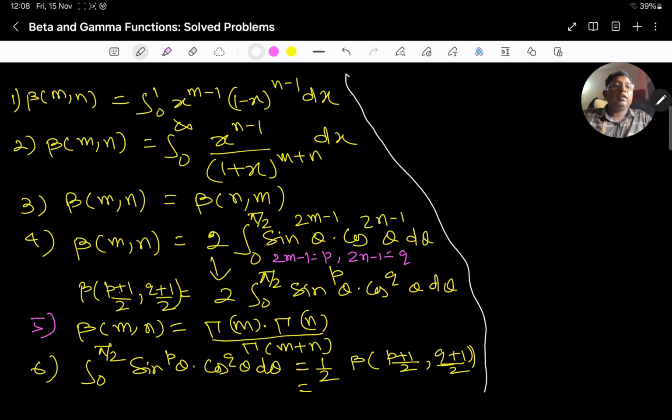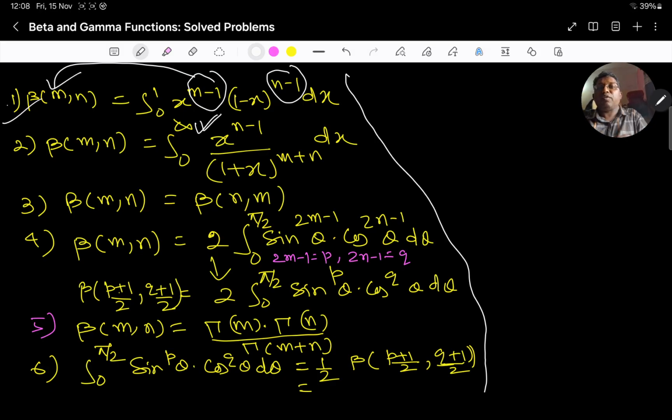Hello everyone. In the last lecture we discussed the detailed properties of the beta function and gamma function. So, not to repeat, I just wrote the properties here. Beta(m, n) is this, where m minus 1, n minus 1, you see this is increased by 1. Then here beta(m, n) is this limit from 0 to infinity.